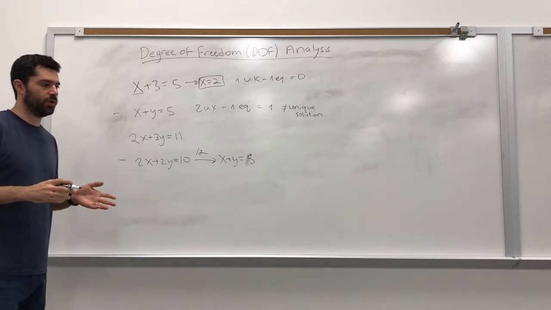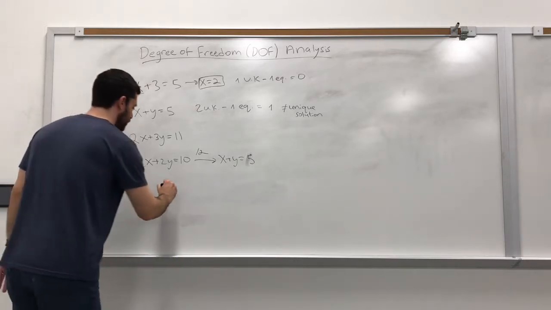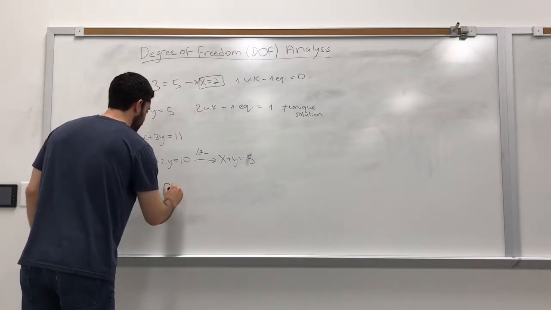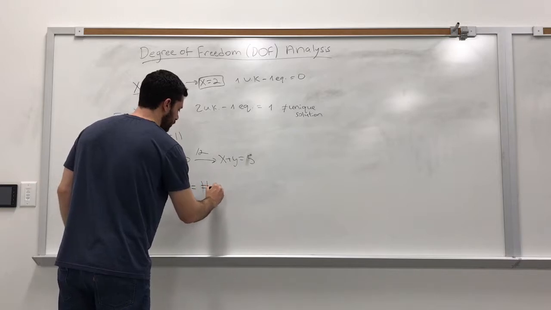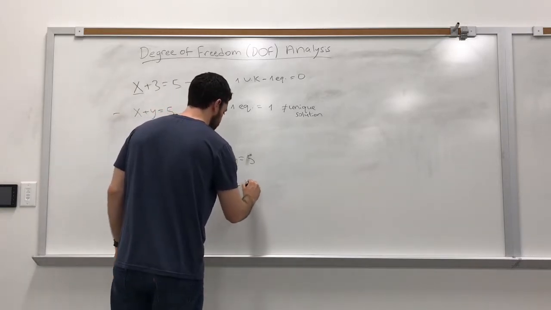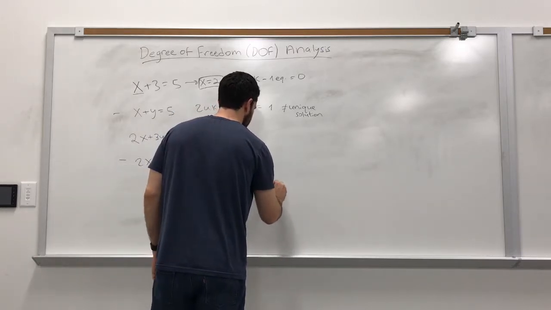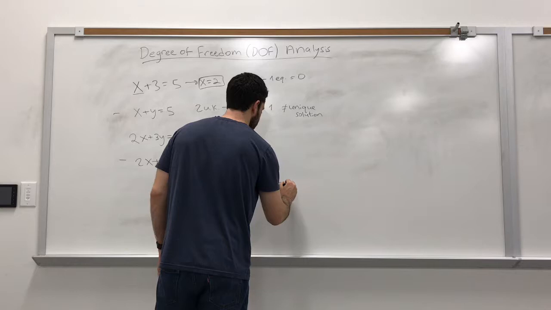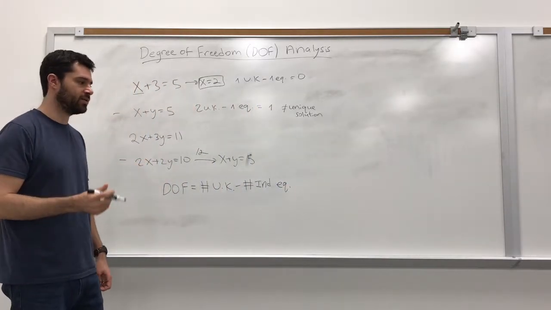So what we're doing when we're doing a degree of freedom analysis is basically we're saying the degree of freedom equals the number of unknowns minus the number of independent equations, and that's a general degree of freedom analysis.